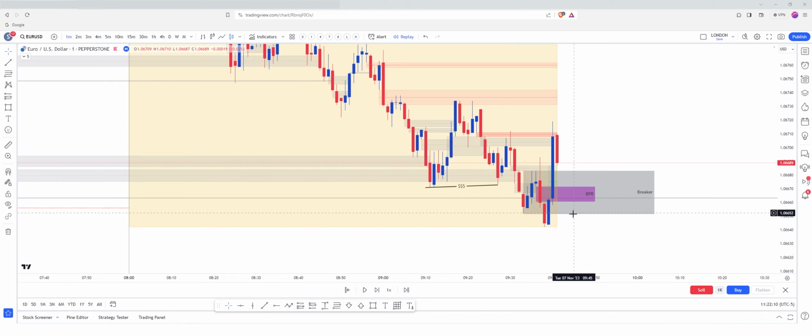So this is our unicorn entry. We have an order block that has turned into a breaker, so that has failed. We've closed through a bearish fair value gap. We have left an overlapping bullish fair value gap, creating a balanced price range. 9:39, so we're coming up to the open of a new 15-minute candle.